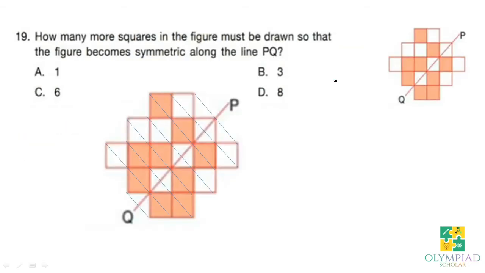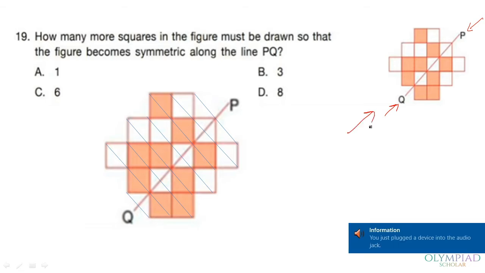So Mohit is the tallest. Next: how many more squares in the figure must be drawn so that the figure becomes symmetric along the line PQ? See, we have to make this figure symmetric along this line. That means if you place a mirror along PQ, then definitely you will get the exact image in the mirror and the figure will be completed. Or you can say that if it is drawn on a piece of paper and we fold it along this line, you will exactly get the replica on the other side.